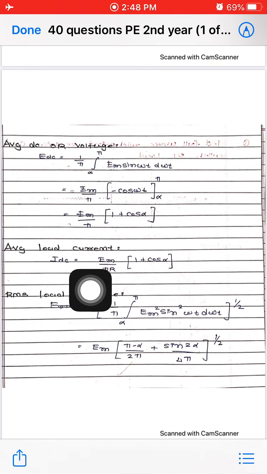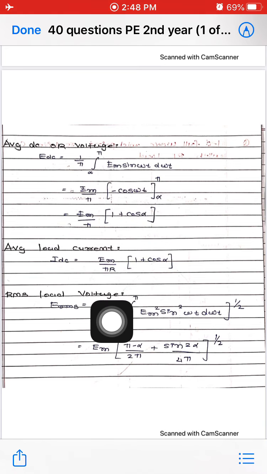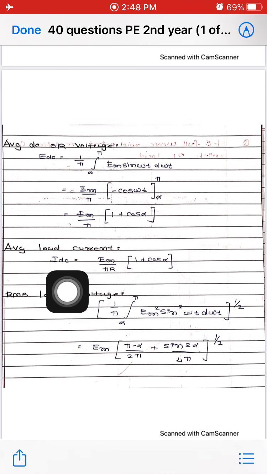Second is the average load current. IDC is equal to the average voltage divided by R, and that is our average load current.